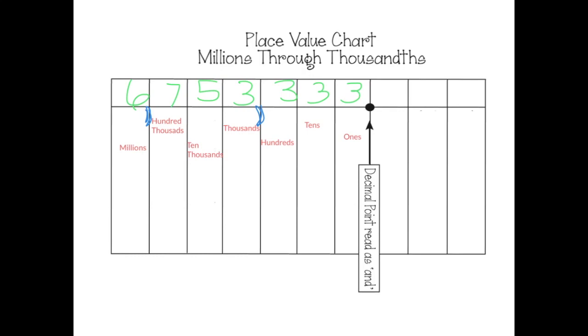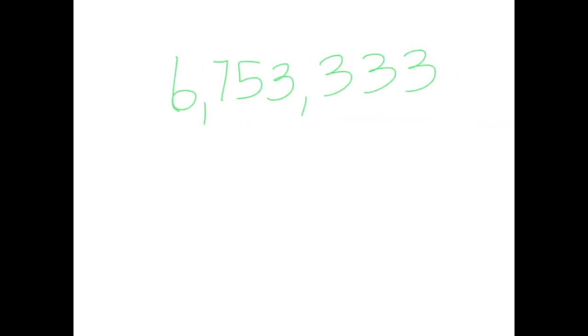We're going to come back to this chart in a couple minutes to take a look at numbers with decimals, but for now, let's talk about how some of these place values compare to each other. So here's our same number again, 6,753,333. You might notice that there are a lot of 3's in this number. You might be thinking, well, how do these 3's compare? Like, how many times bigger is this 3 in the tens place than the 3 in the ones place? Or how many times bigger is this 3 in the hundreds place than the 3 in the tens place?